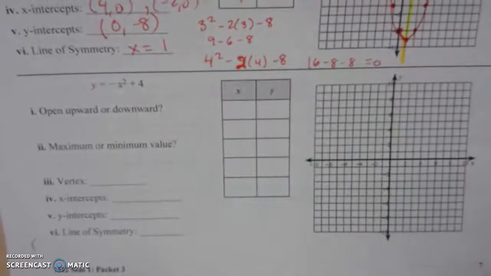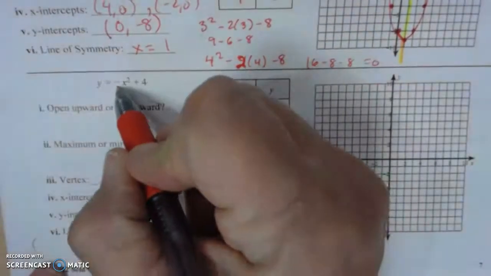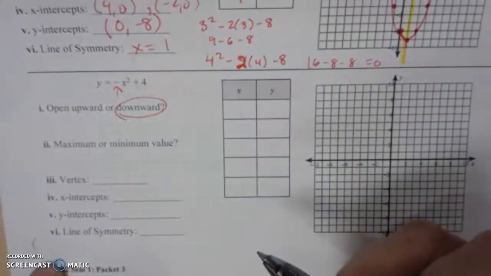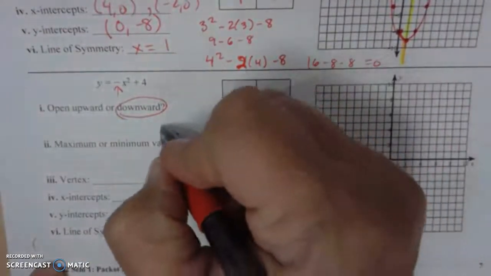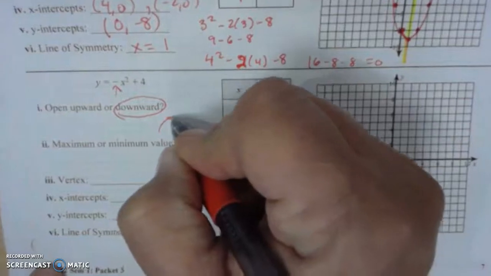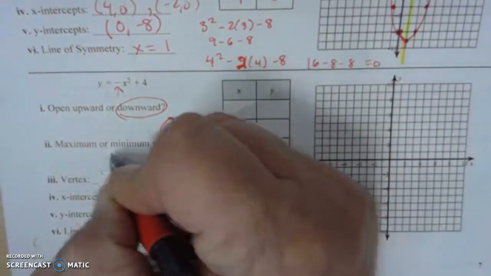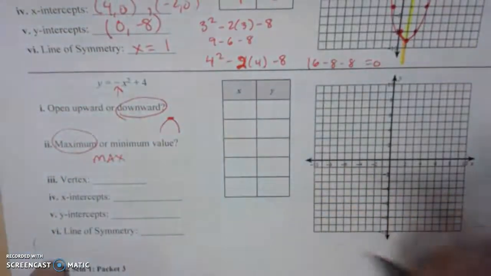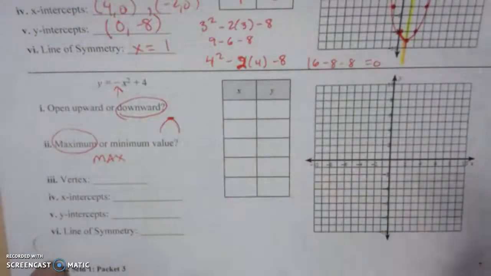So in this problem right here, let's see right here. Do you see how that is a negative? So that means it's going to open downward. Okay, so if it opens downward, then that means this value right here is going to be the highest value. So that's going to be my maximum, my max. And where does that maximum happen? Well, we have to find out where the vertex is for that.